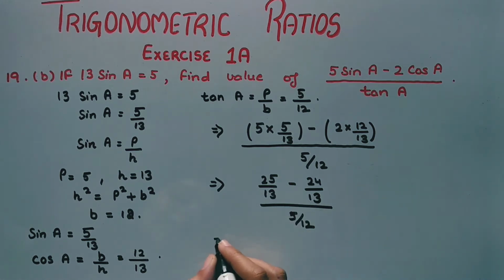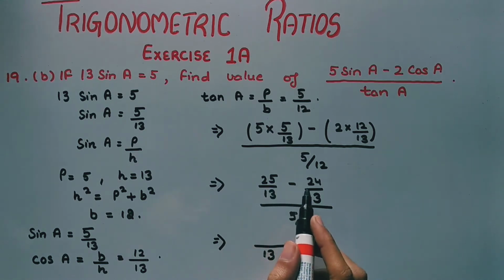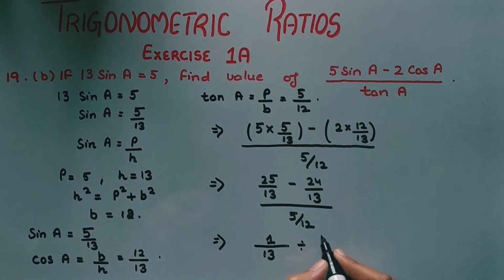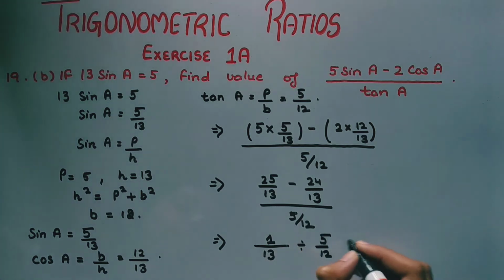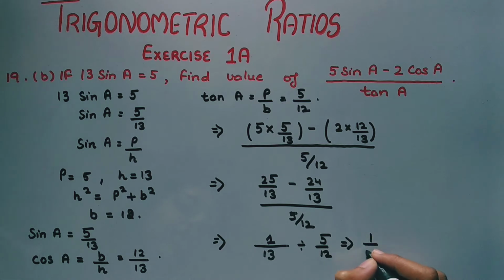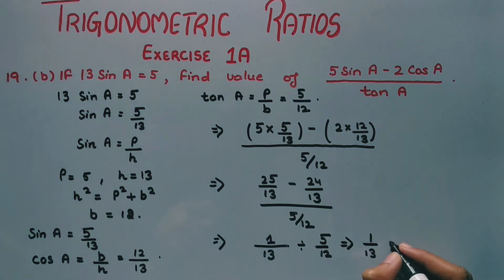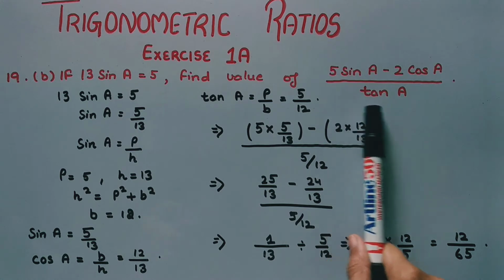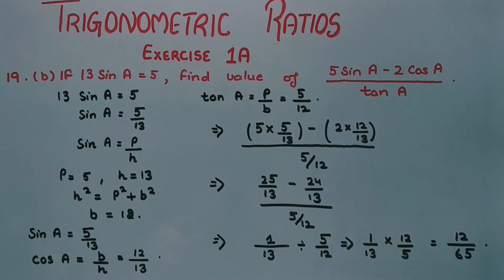Here we will take the LCM. We have LCM that is 13. This will be 25 minus 24 that is 1, divided by 5 by 12. We will have 1 divided by 13, divided by 5 by 12. This will be multiplied by 12 divided by 5. That is 12 divided by 13 multiplied by 5, that is 65. Hence value of this whole equation is 12 divided by 65.